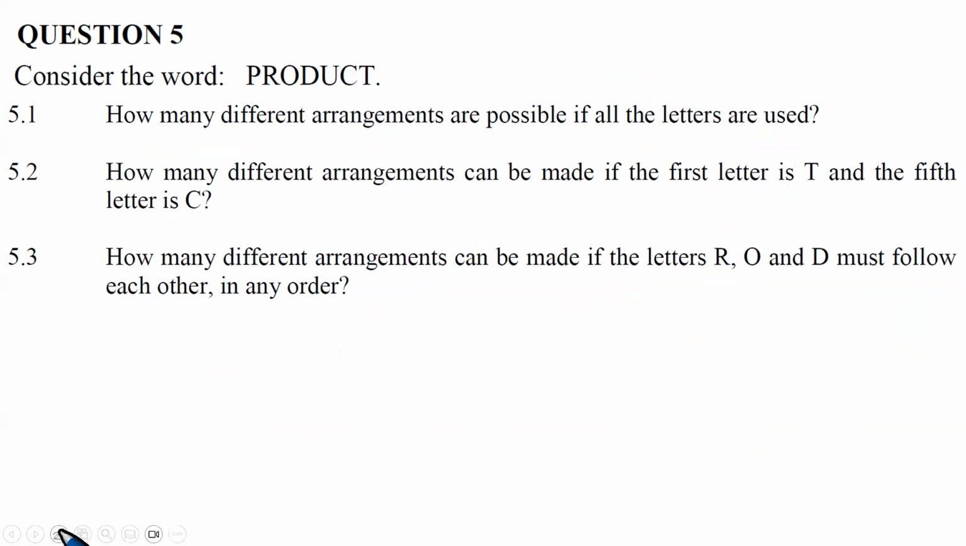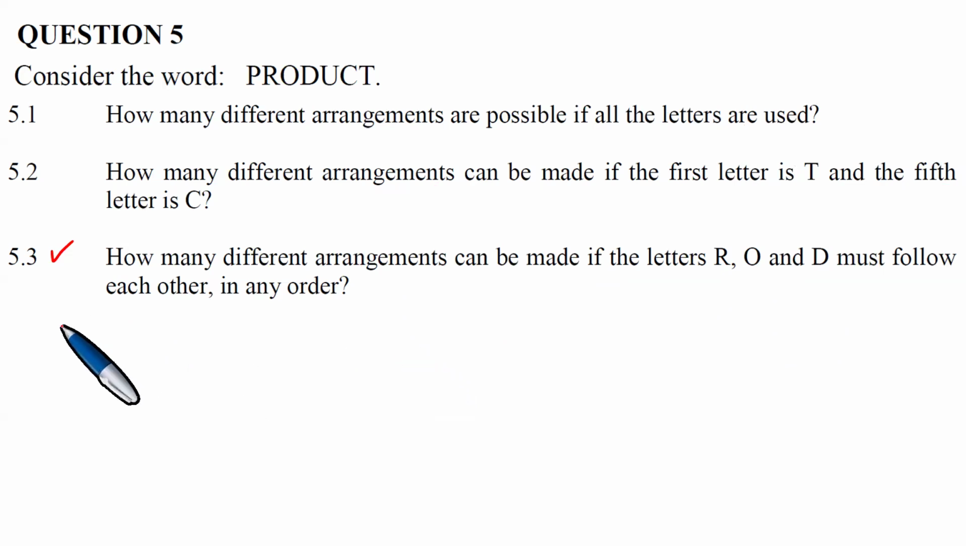5.3 asks a question. How many different arrangements can be made if the letters R, O, and D must follow each other in any order? How many different arrangements can be made if the letters R, O, and D must follow each other in any order? What is your take?